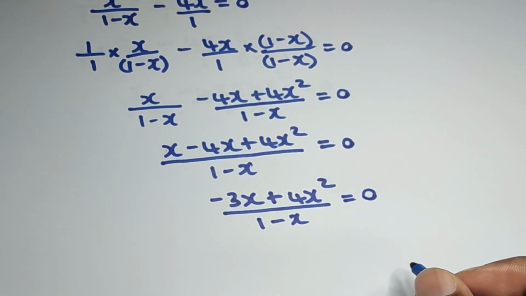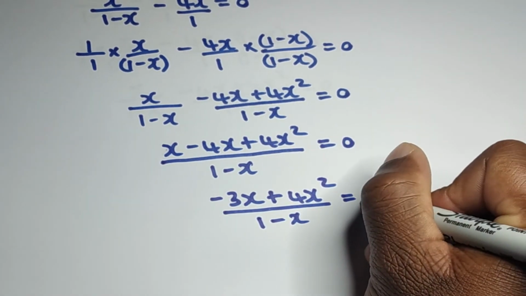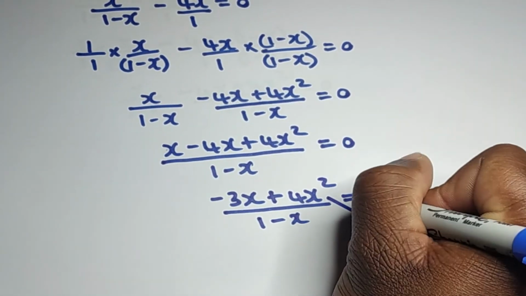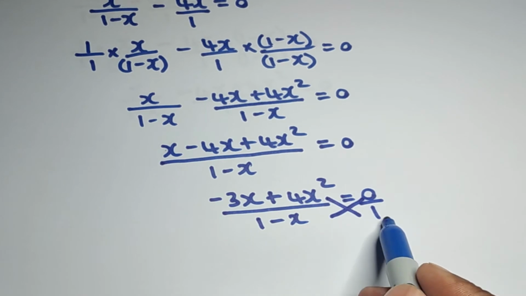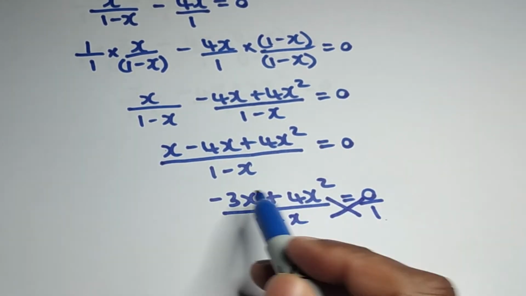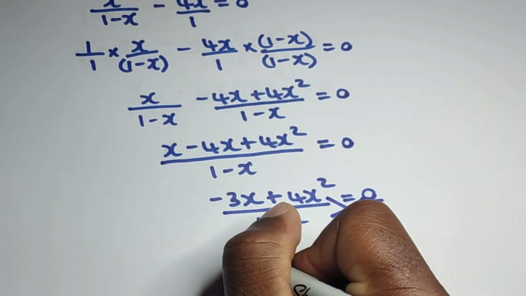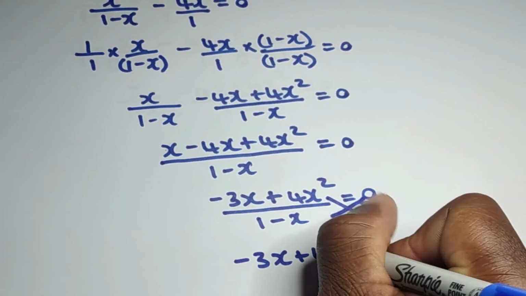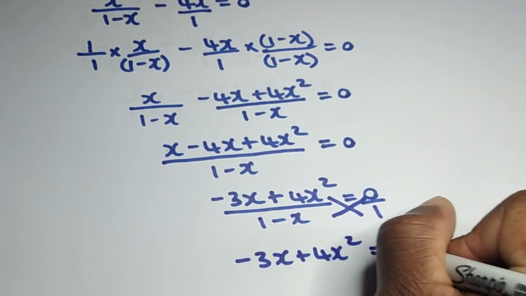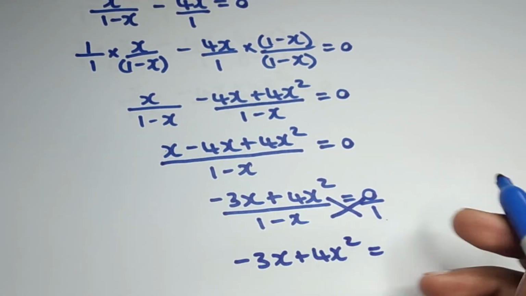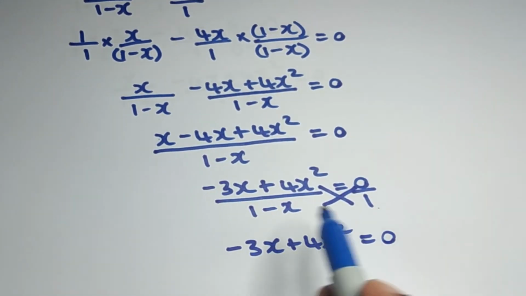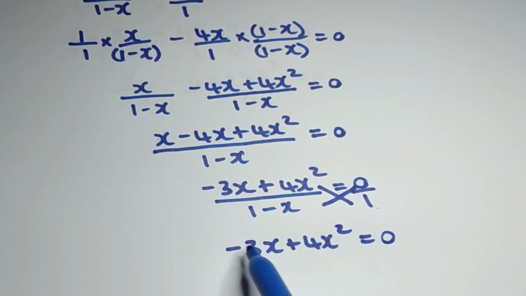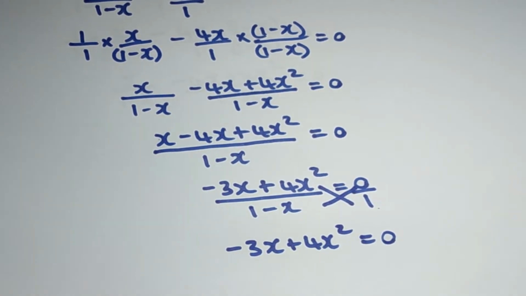All right, now what we can also do next is to put this 0 over 1 and cross multiply. So we can have 1 times this thing up here, and 1 times anything remains the thing. So I'll be left with negative 3x plus 4x squared is equal to 0, since 0 times anything is 0. Now what I'm going to do here is factor out what's common between these two terms, all right?